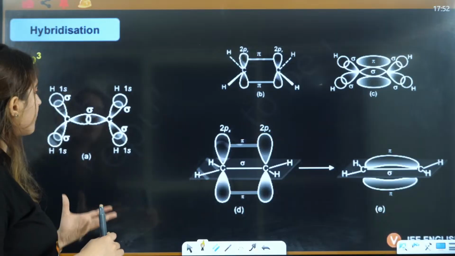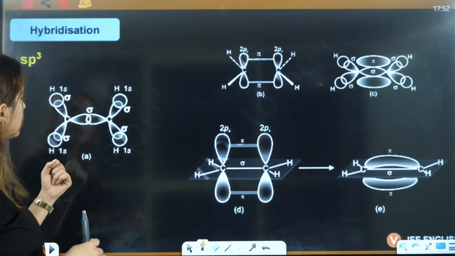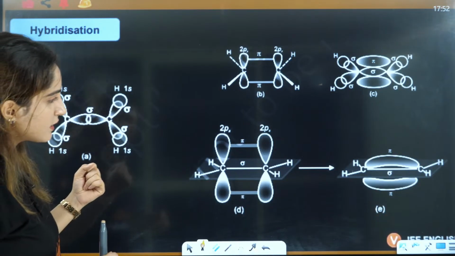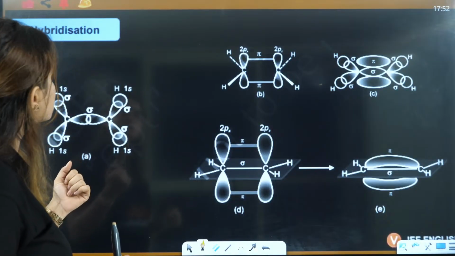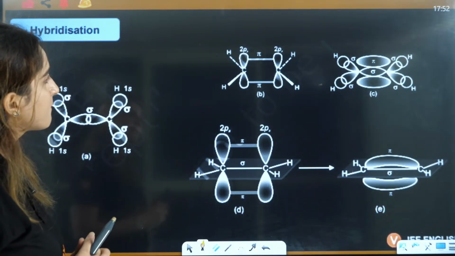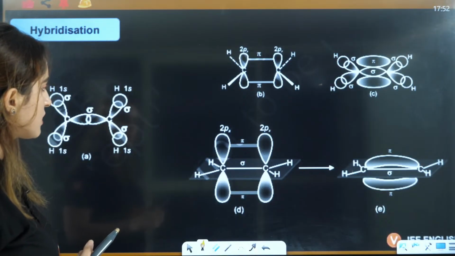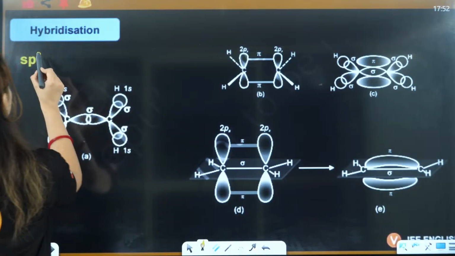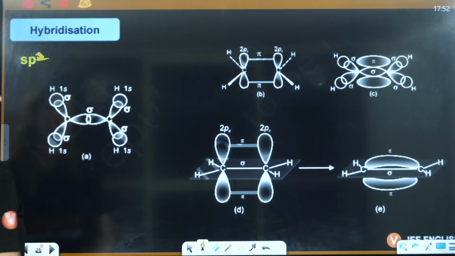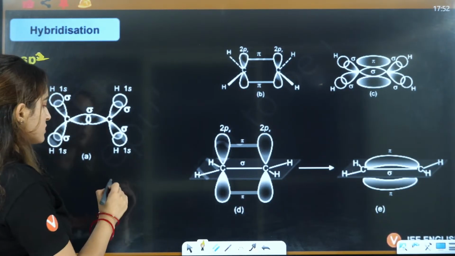So now if you talk about this, I think they are talking about CH. This is not sp2. This is sp2. This is not sp3. This is sp2. Okay. So here we are talking about CH2.